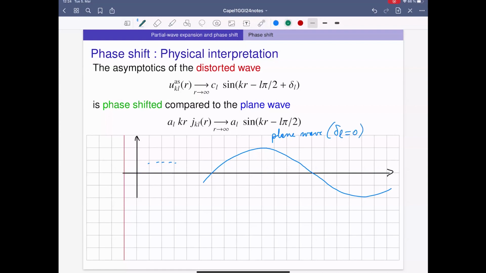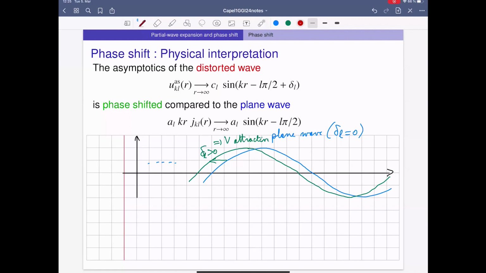Then you have two possible cases. The first one is that the phase shift is positive. What does that mean? Well, if the phase shift is positive, then this asymptotic part of the wave function moves to the left. So you will have a wave that has exactly the same kind of behavior, but is simply shifted to the left. And if it's shifted to the left, so this means that my phase shift here is positive, it means that the potential is attractive. The particles tend to stick together, so they are phase shifted and they come out slightly later than the plane wave.